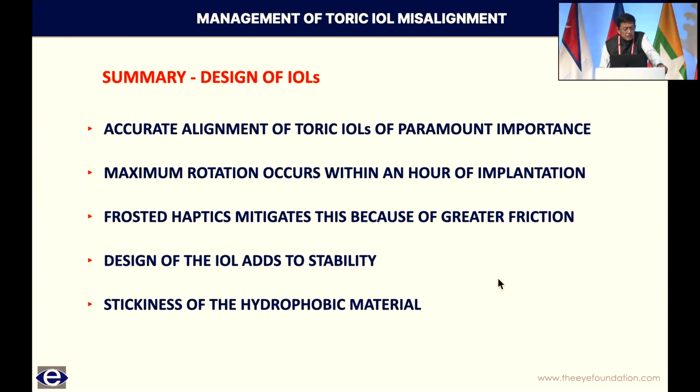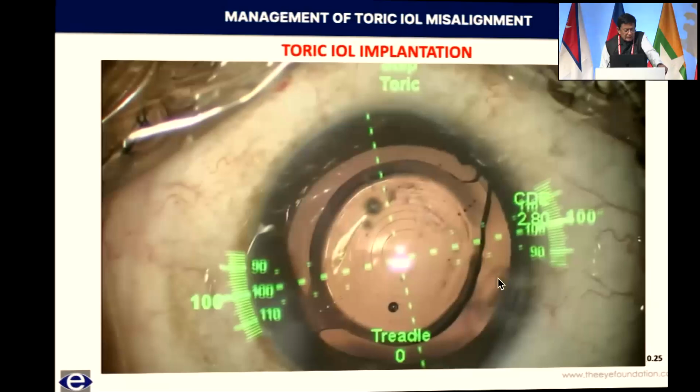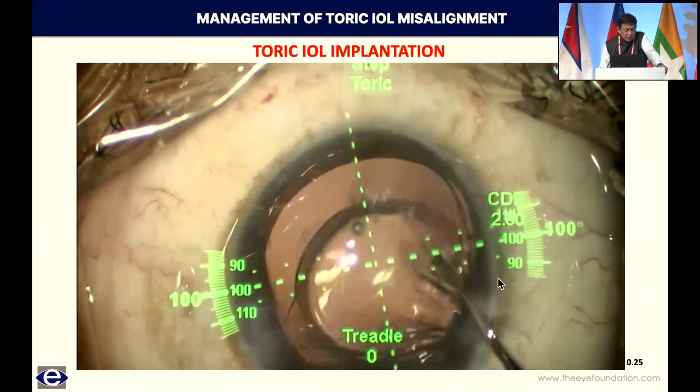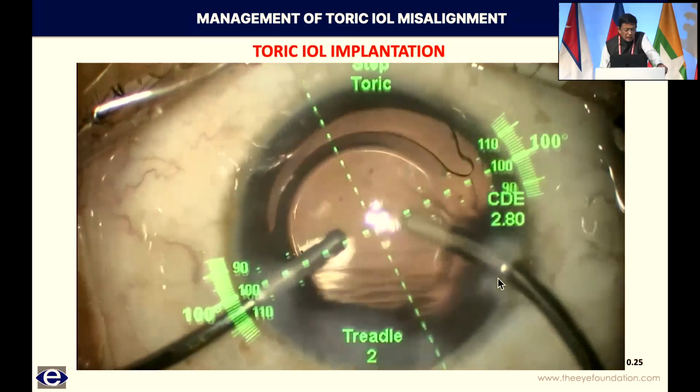So in summary, as far as the design of the intraocular lenses is concerned, the rotation occurs most often within the first hour of implantation, and frosted haptics mitigates this because of greater friction, and design of the IOL also adds to the stability, as in the case of an Acrysof IQ. The more sticky hydrophobic material also lessens the chance of rotation. This is just a toric intraocular lens being implanted with a digital overlay.